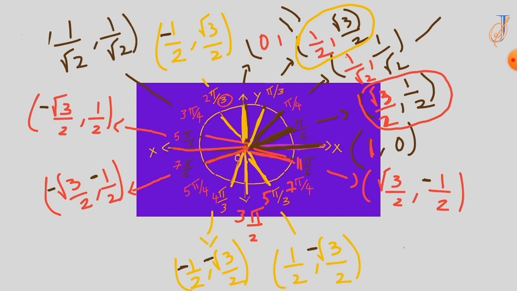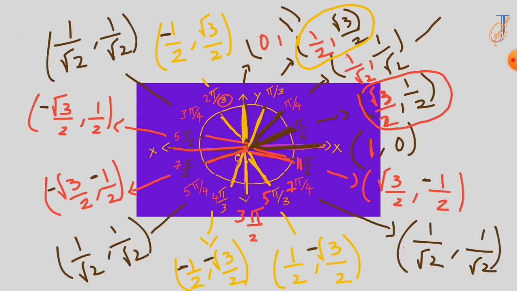In the second quadrant, cos is negative, mention the negative sign for the cos. And in the third quadrant, both cos and sine are negative, mention both negative signs. And in the fourth quadrant, sine is negative, mention the negative for sine only. So this is the way to write the coordinates of this unit circle.